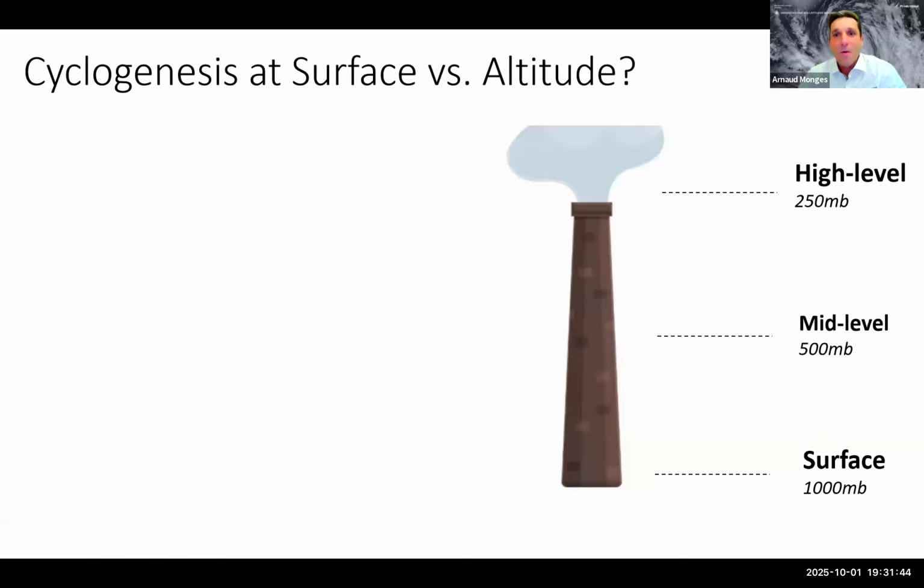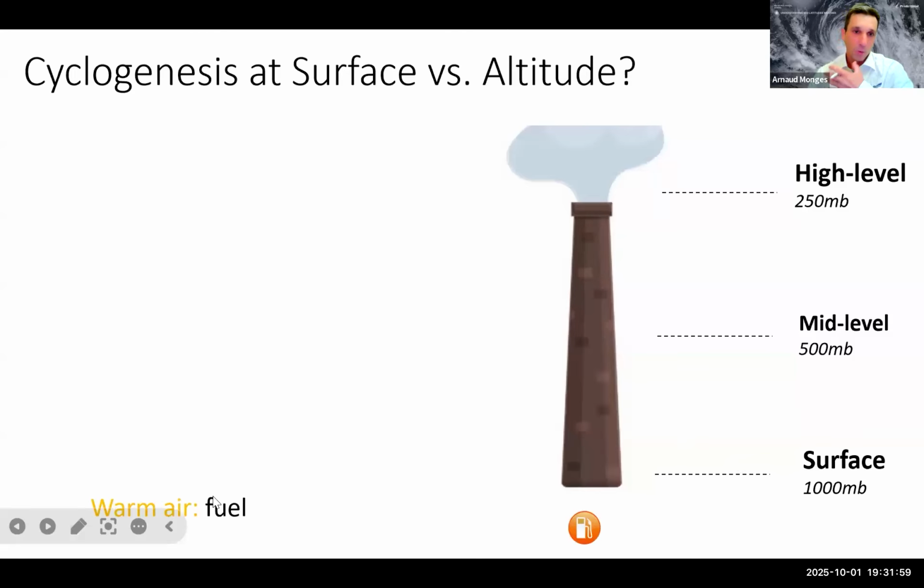So here, for this chimney to work, and the chimney is just a metaphor for the air rising at the center of the storm, for this to work, you need favorable conditions. What do you need at the surface?